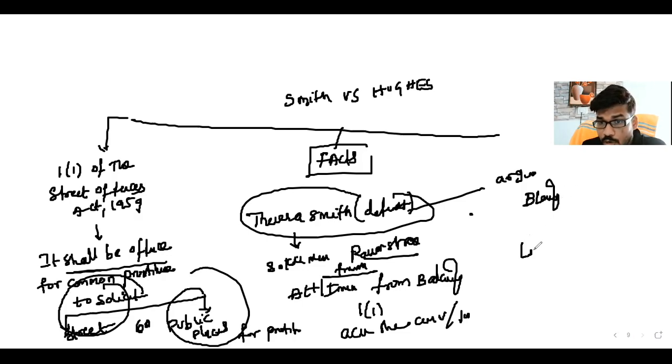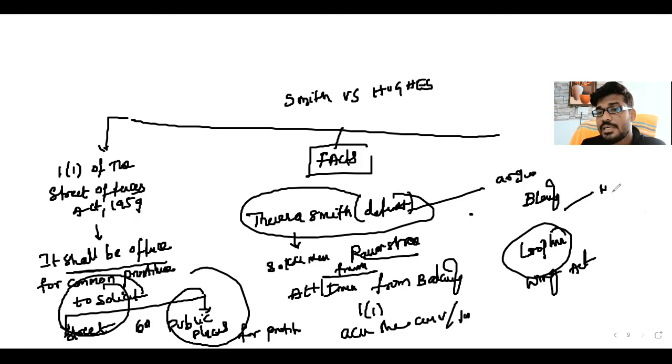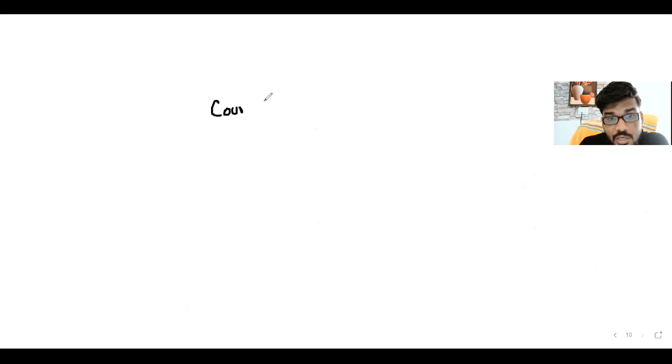This is the loophole in this particular act. This is the wrong in the act, and that is the reason why it is not considered an offence, so she is not punishable under this act. At that point, the court held that, what was the court's decision, sir? What did the court hold? Right, sir.